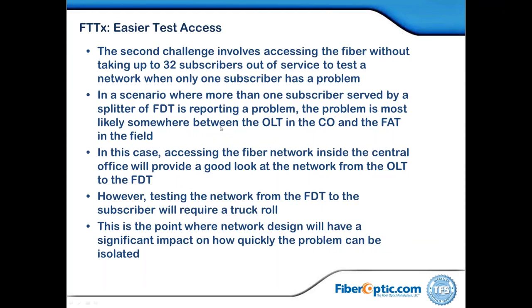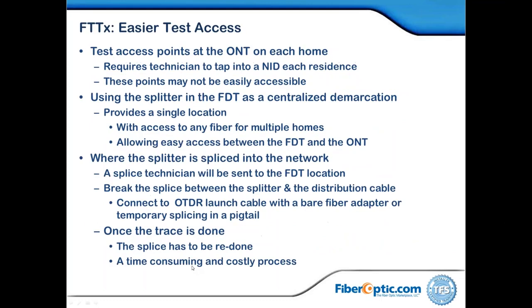So if one subscriber served by the splitter is reporting the problem, most likely it's somewhere between the OLT and the CO, which is the fiber terminal in the field. I don't need to read that to you. And here's what I tell you. Test access points on each home requires you to tap the NID at each residence, which are easily accessible. And the splitter in the fiber distribution terminal as a centralized demarc would give you access to any fiber to any of the multiple homes.